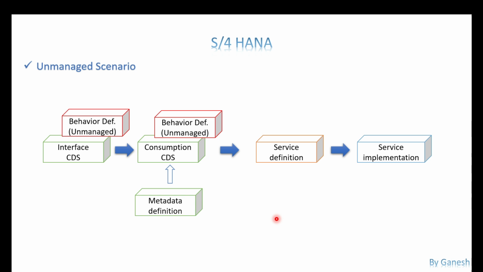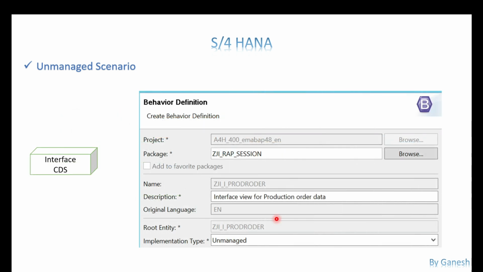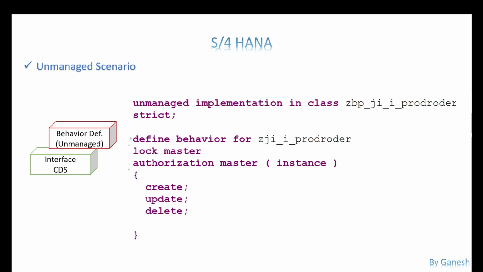Okay, and a few things have been changed because of the implementation type. Here I'm just creating a behavior definition on top of my interface CDS view. So for the implementation type, we have to choose unmanaged. Once you select that, if you see the difference from the default code, normally you have a table name over here, whatever table is used in the CDS view, right? But that is missing here because they're not going to do anything with the table, meaning they're not going to write any code for the table updation. So that line is missing here. And this is for the behavior definition of your interface CDS view.